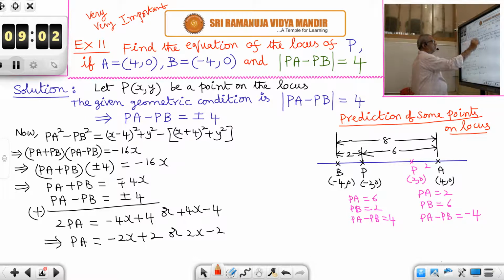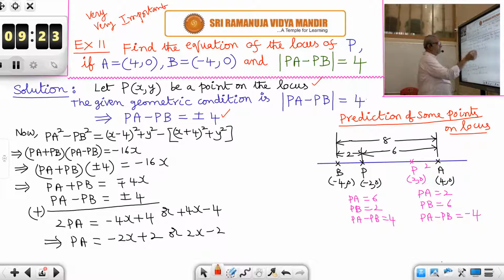So let P x comma y be a point on the locus. Actually we will start like that only. What is the given geometrical condition? Mod of PA minus PB is 4. That means if you remove the modulus, we have to put plus or minus on one side. So PA minus PB is plus or minus 4.